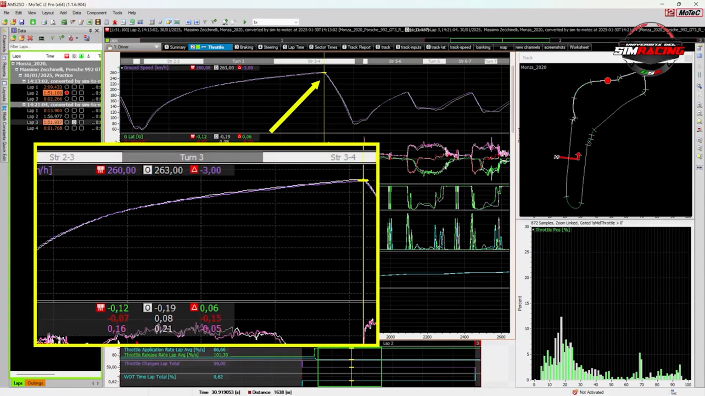In the second measurement, the trend continues, although the difference is less pronounced. 3 km/h in favor of the maximum pressure setup. As mentioned earlier, two key factors come into play here: the lower exit speeds from the first chicane and the length of the following curve section, both of which can influence the results.